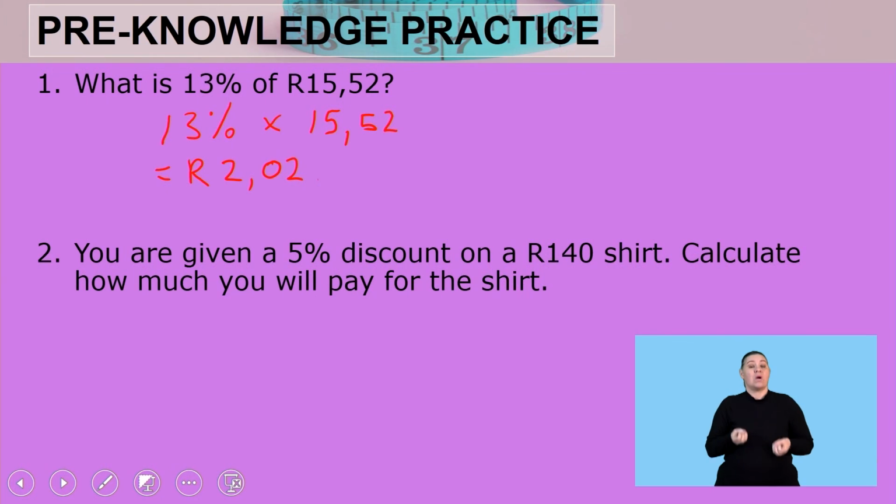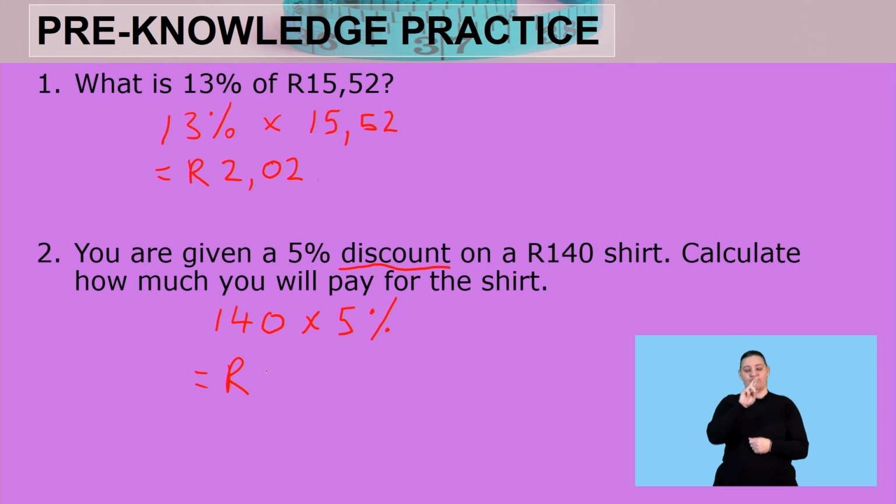You are given a 5% discount on a 140 Rand shirt. Calculate how much you will pay for the shirt. So we start off by saying the shirt costs 140 Rand, but we're getting 5% off. So we've got to work out 5% of 140 bucks. So times 5%, that gives me 7 Rand. Now the question again, calculate how much you will pay for the shirt.